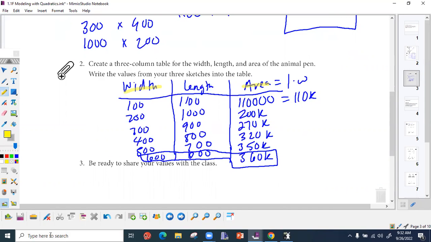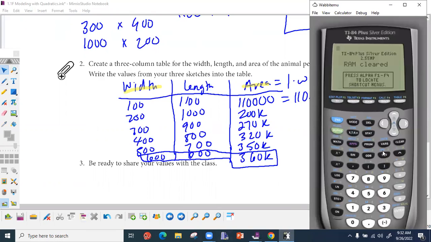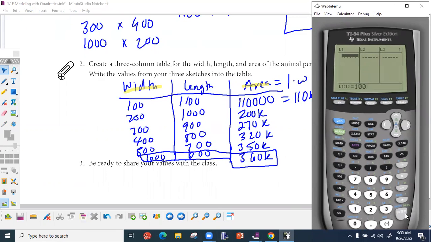So in our table, we're going to put our width values in. Remember, to put in our table values, we're going to go to stat, edit, and input our values. So I have 100, 200, 300, 400, 500, and 600.